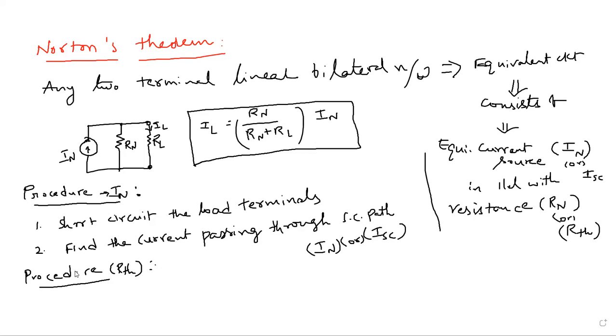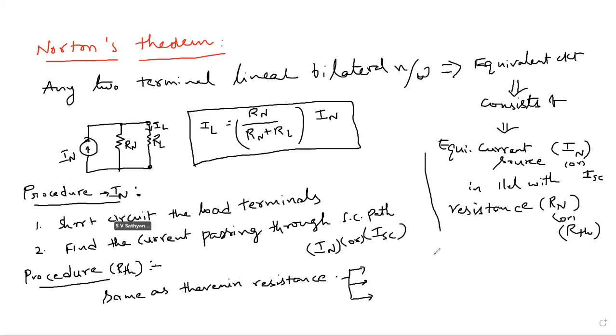Understand how to calculate your IN value? We will do numericals, then it should be easy to understand. So the procedure for RTH is the same as in Thevenin's theorem. That's why we are calling it either Norton's resistance or Thevenin's resistance. So what are the steps to calculate RTH in Thevenin's theorem?